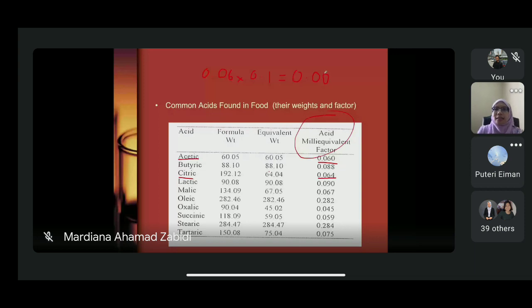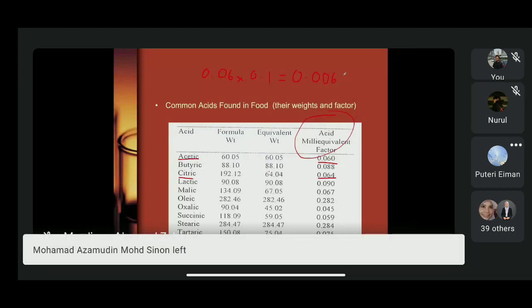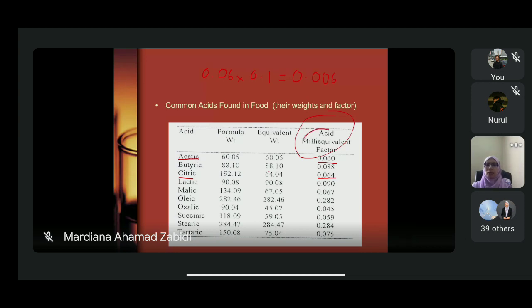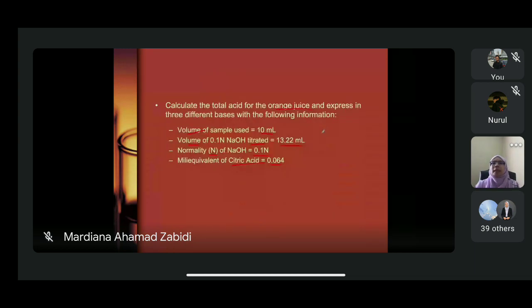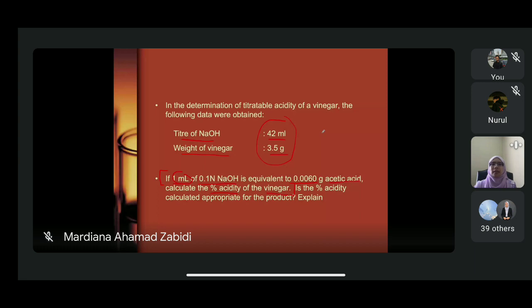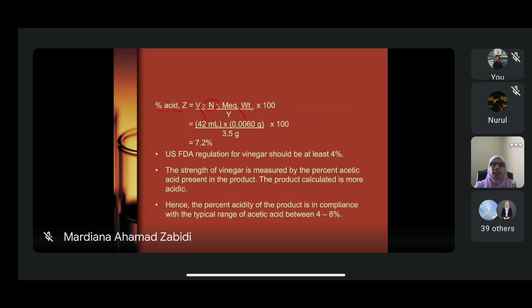0.06. Betul tak? Betul. Okay, so remember yang ini acid Milli equivalent factor. This one is meant for 1 normal of NaOH. Okay, dalam soalan untuk vinegar, it is already calculated for you untuk 0.1 normal NaOH. For 0.1 normal NaOH, the Milli equivalent factor of acetic acid is 0.006 gram of acetic acid. Alright, so that's why when you look at this working calculation, kita tak ada times by normality untuk second step.